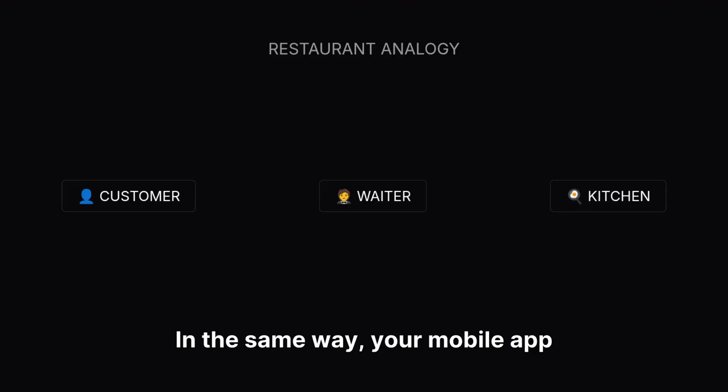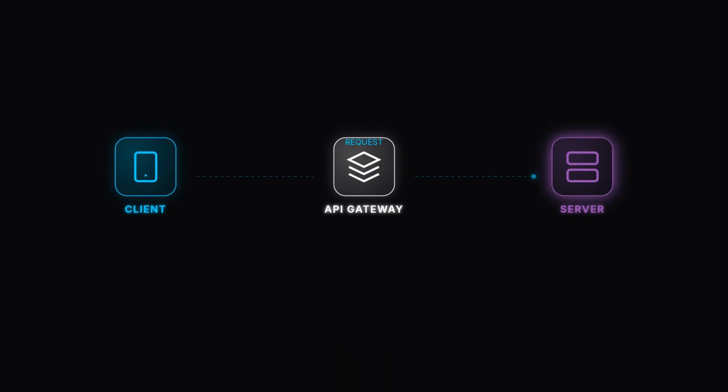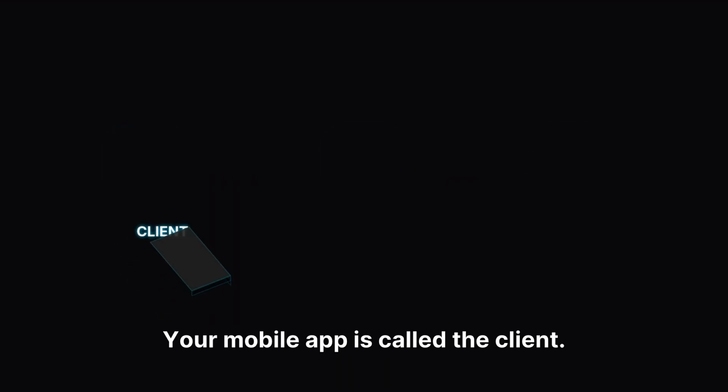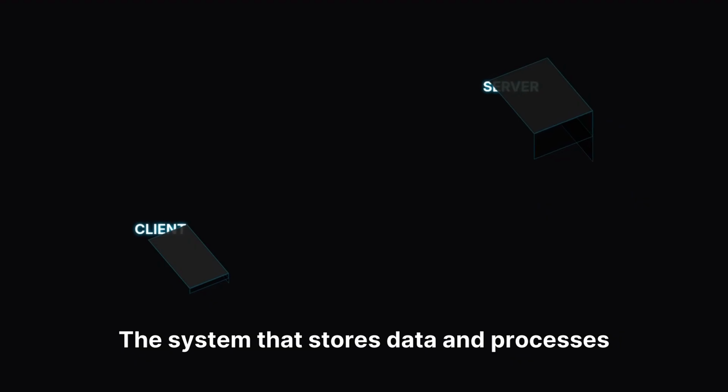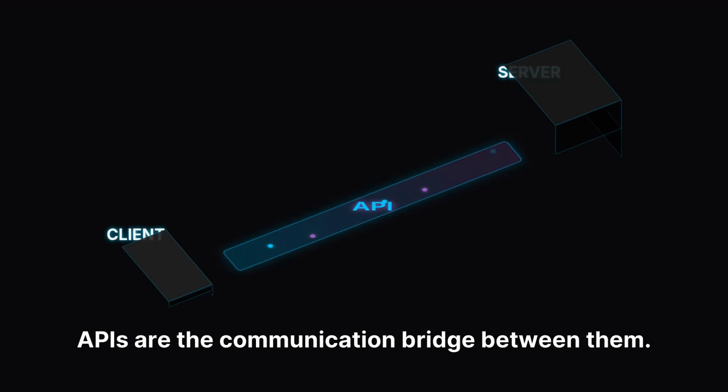In the same way, your mobile app or browser sends a request through an API to a server, and the server sends data back through the API. Your mobile app is called the client. The system that stores data and processes requests is called the server. APIs are the communication bridge between them.